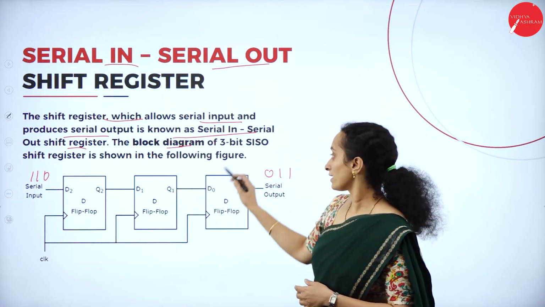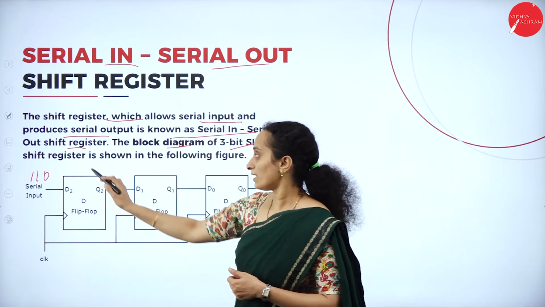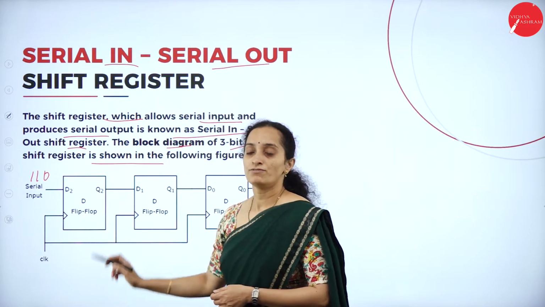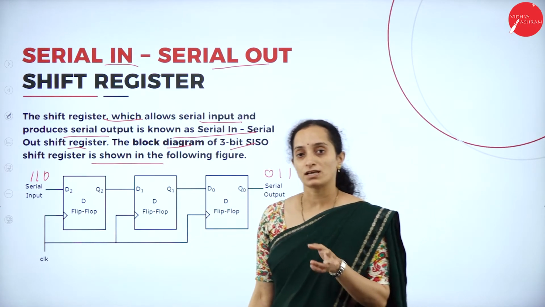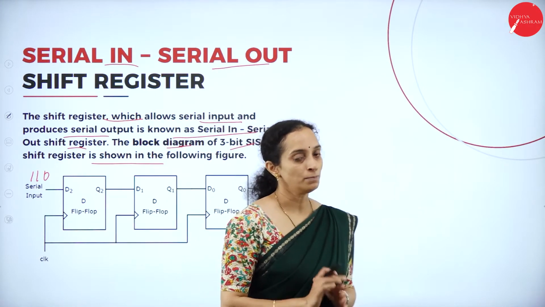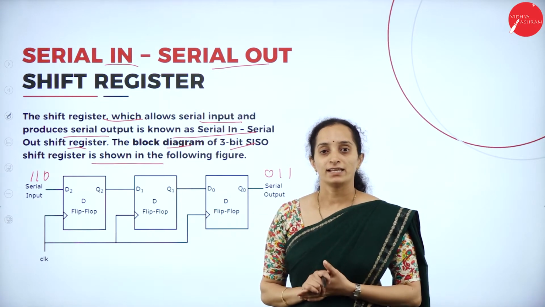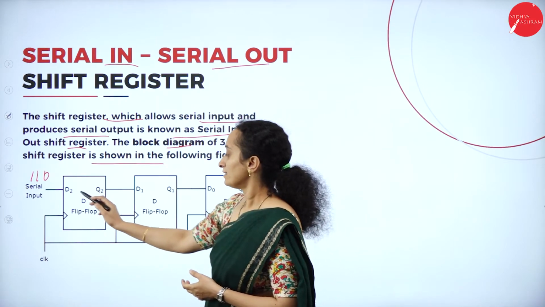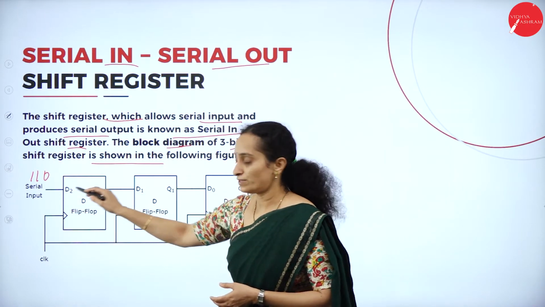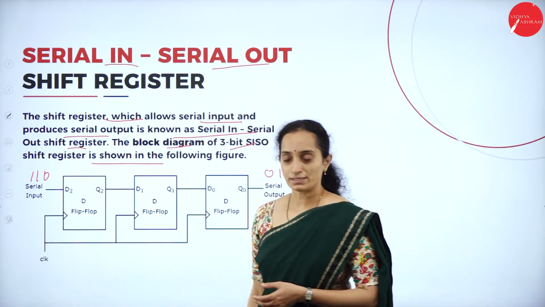The block diagram of the 3-bit serial in, serial out shift register is as shown in the figure. You can observe here we have used one kind of flip-flop. Sequential circuits most widely use one kind of flip-flop. You can combine the flip-flops with various gates. Here, each is a D flip-flop. It takes the input in a serial manner. So D2 is the input. We have a clock pulse.